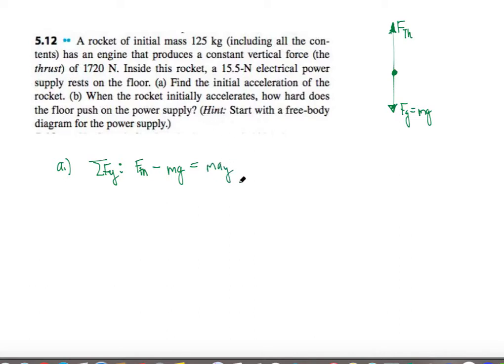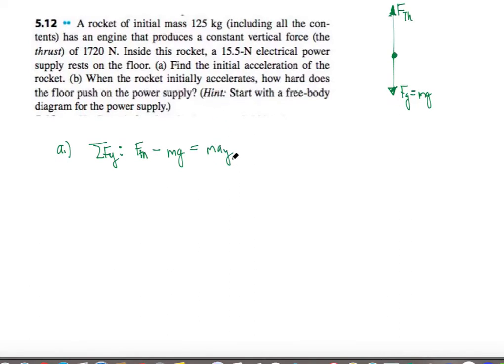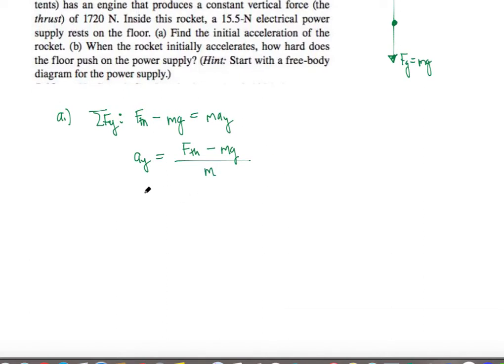So I want to find the initial acceleration of the rocket. So I'm looking for ay. So ay in this case, if I solve for it, would be the thrust minus mg all over m. So simply plugging in some values here, we would have the thrust, which is 1720 newtons, minus the 125 kilograms of mass, times, I'm going to be using a calculator, so let's just do 9.8, over the 125 kilograms. So that 125, just a reminder, includes everything inside the rocket.